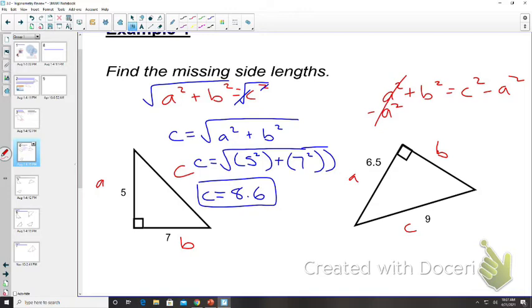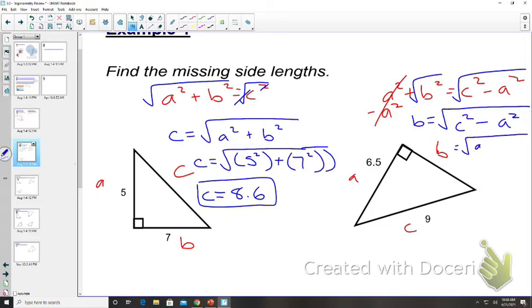Is B by itself yet? It's close, right? What do we need to do? Square root it, yeah, for sure. Okay, so then you'll get B is equal to the square root of C squared minus A squared.